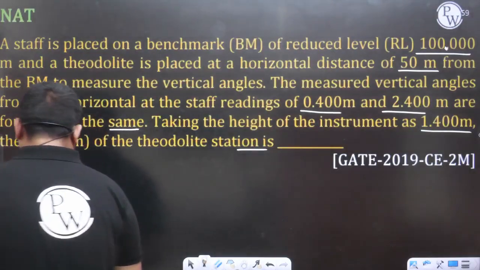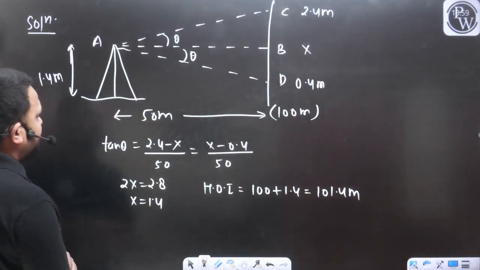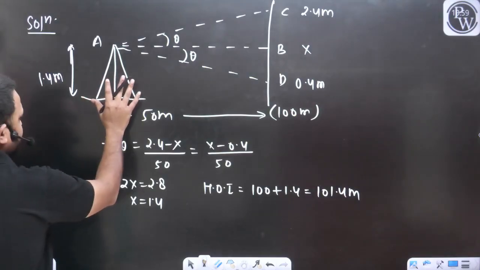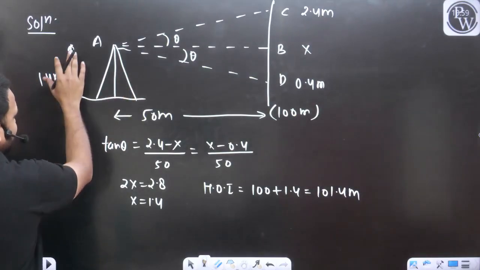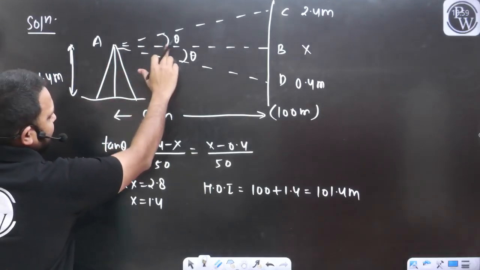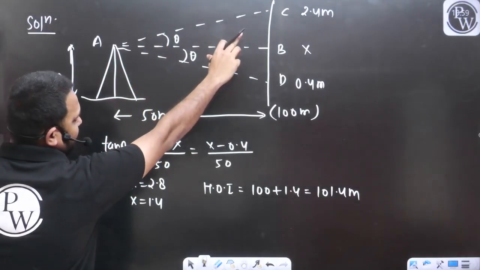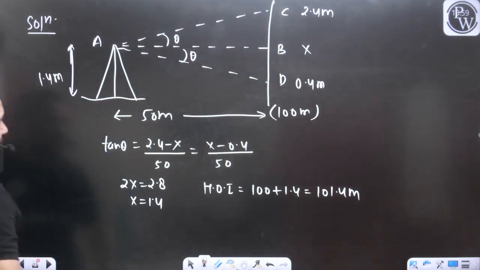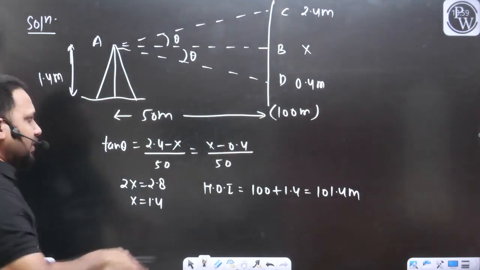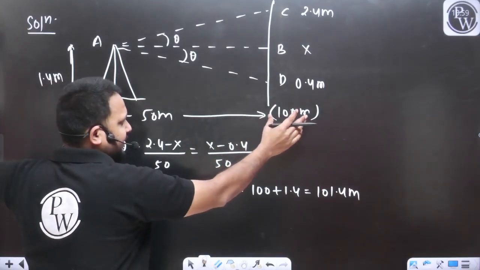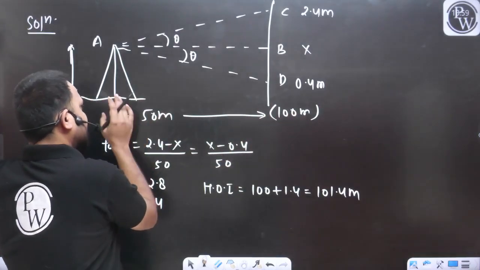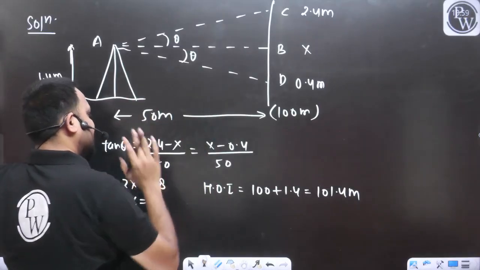So let's, we can represent all these details with the help of this diagram. This is the theodolite station. This is the 1.4 HI given to you. This angle theta and this angle theta, for 2.4 meter reading and 0.4 meter reading, both are the same. RL of the staff station is given as 100 meter. The distance between the instrument and the staff is given as 50 meter.